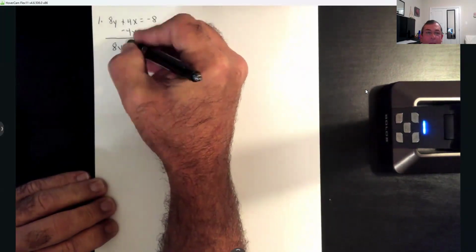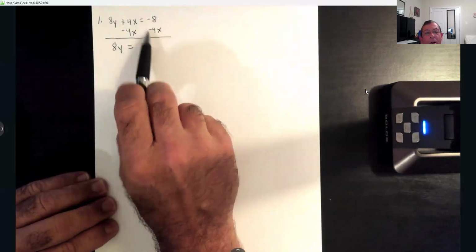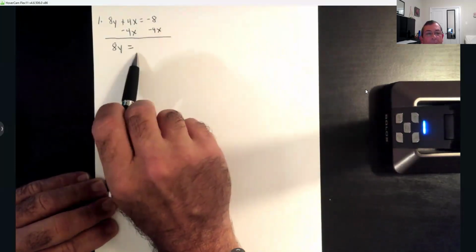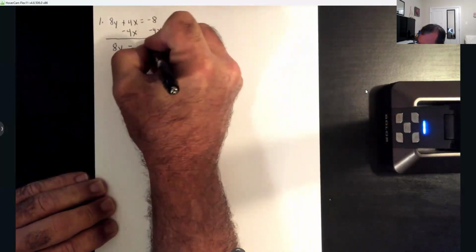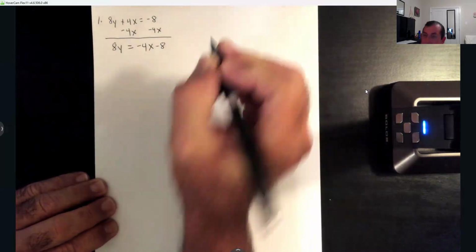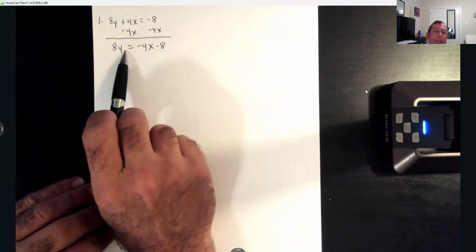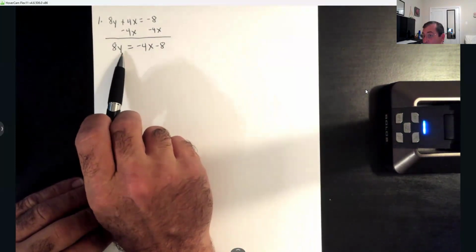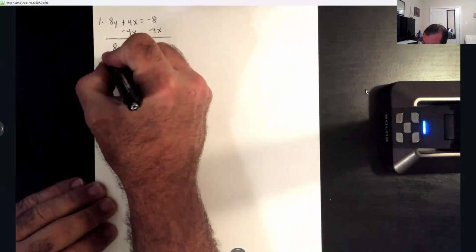4x, -4x are going to cancel on the left side. And then y'all remember, these are not like terms. So I'm just going to put my x and then my number. So I'm going to make that a -4x minus 8. Now my last step is to make this 8y a 1y. So I'm going to divide everybody by 8.